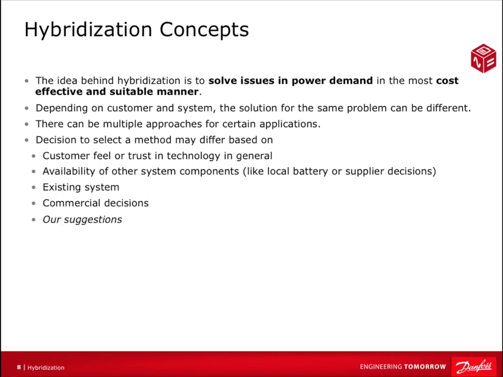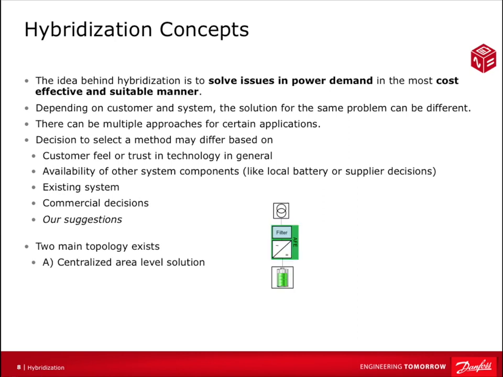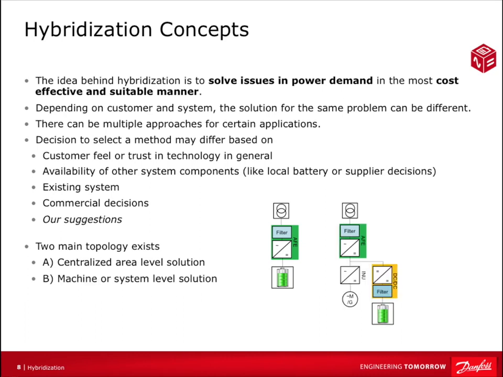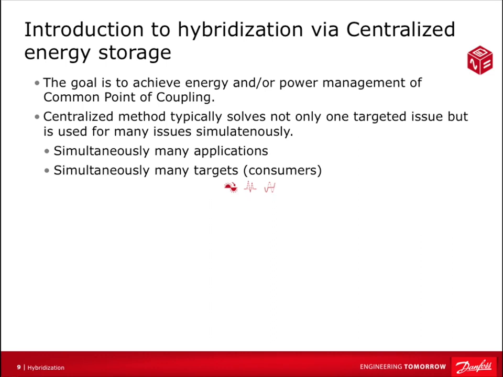But overall, our suggestions are that there are two main topologies to look at when thinking about the hybridization. First is a centralized area level solution, and we'll discuss these in a little bit of detail here. And the second would be a machine or system level type of solution. So let's take a look at the centralized energy storage.